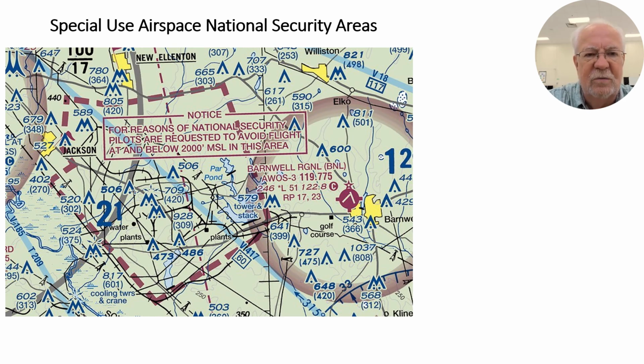It says notice, for reasons of national security, right? National security area, pilots are requested to avoid flight at and below 2,000 feet MSL in that area. Why? Well, you really can't tell where this is, but this is Plant Vogtle in Georgia. It's a nuclear power plant. So that's part of our national infrastructure.